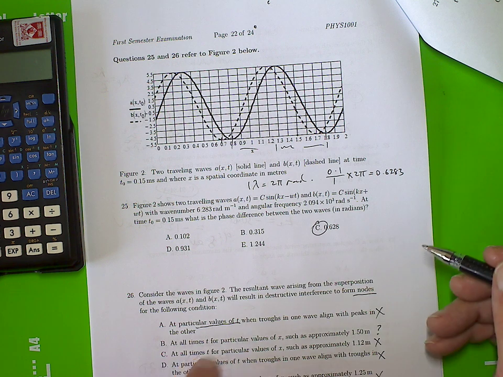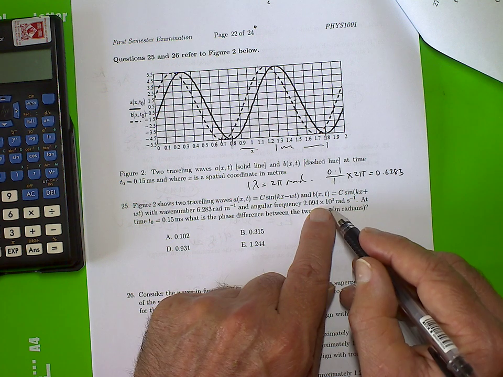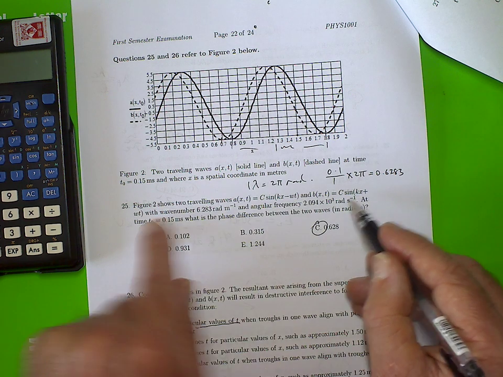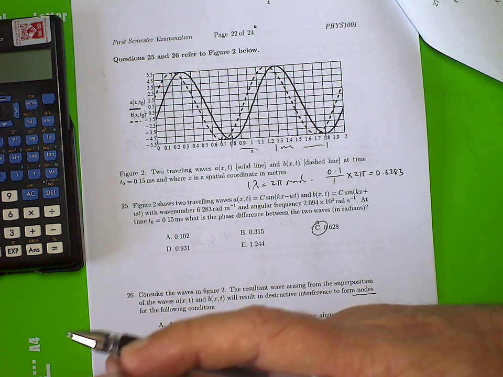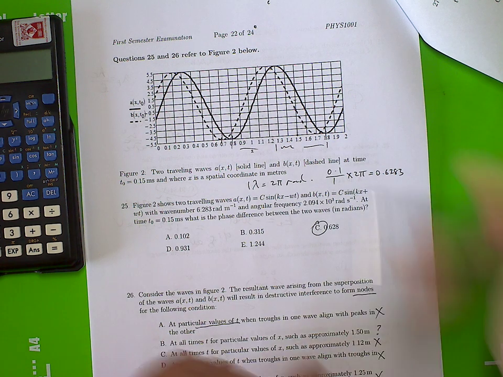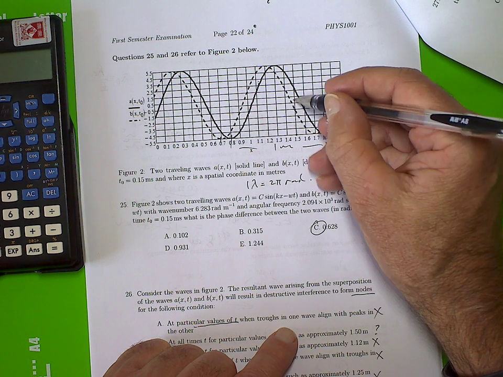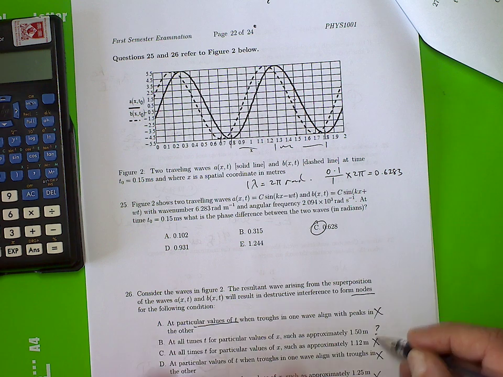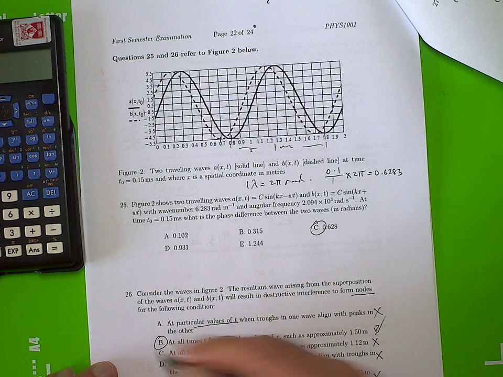And 1.5 is about right. Now note one thing, we're given the angular frequency, kx minus, kx plus. They've got the same amplitude, they're travelling in opposite directions. So if there's a point where they add up to be 0, they will always add up to be 0. So that is the right answer. B.